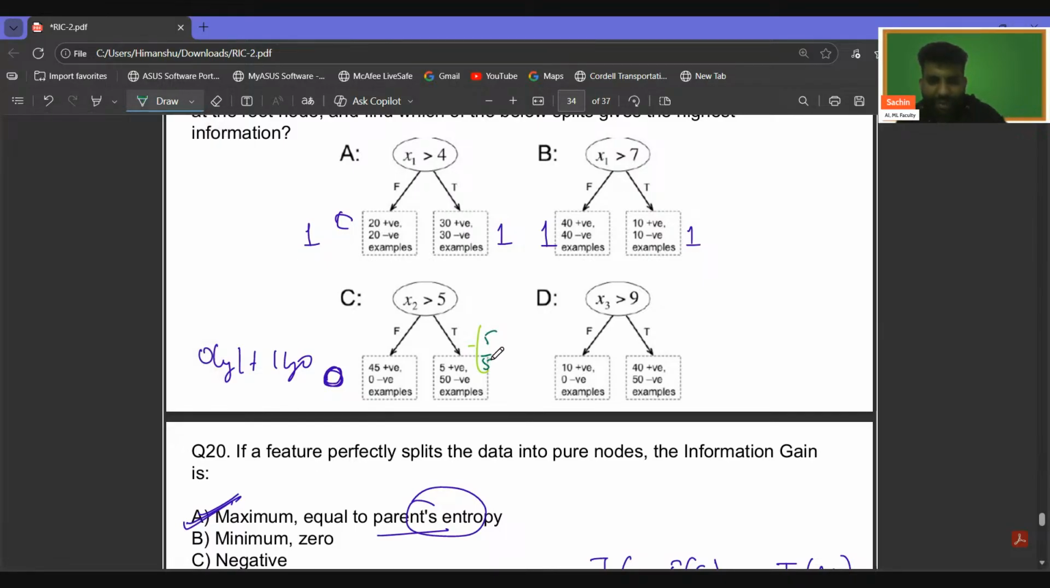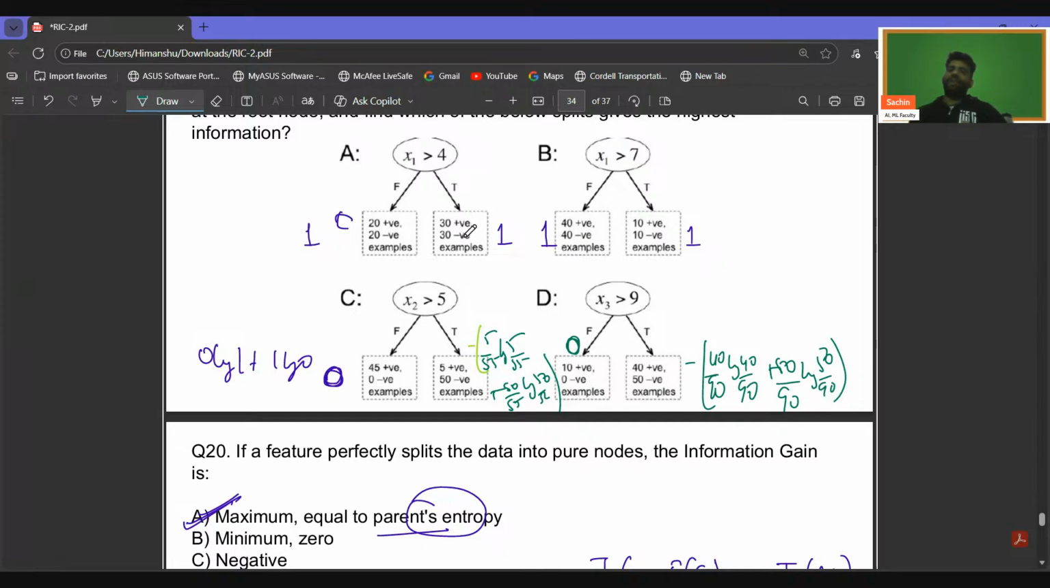5 by 55 log 5 by 55 plus 50 by 55 log 50 by 55. What is going to be the entropy for this one? It's going to be 0 again. What about this one? Again, a similar kind of thing: 40 by 90 log 40 by 90 plus 50 by 90 log 50 by 90. This is what we are having.